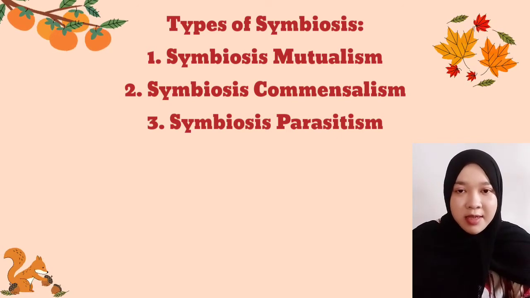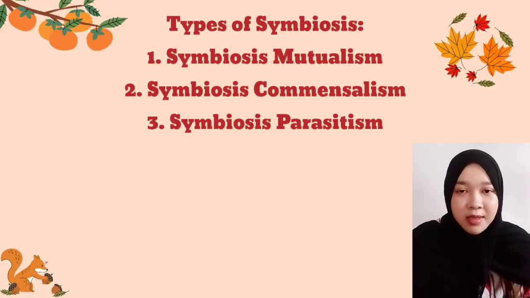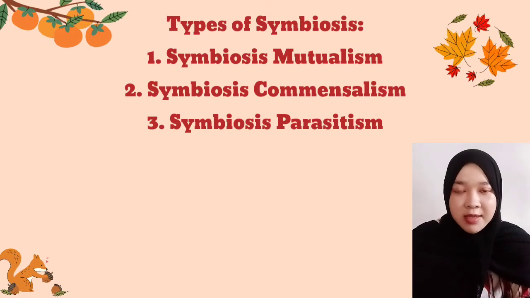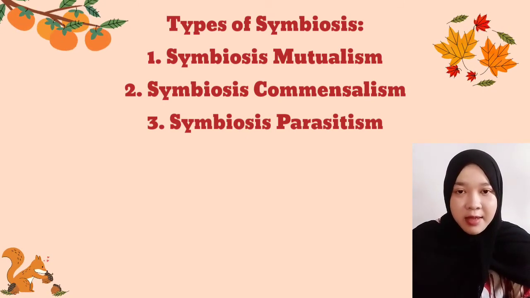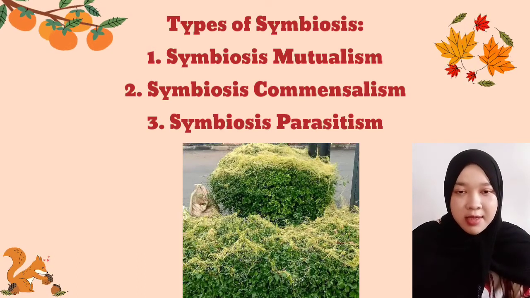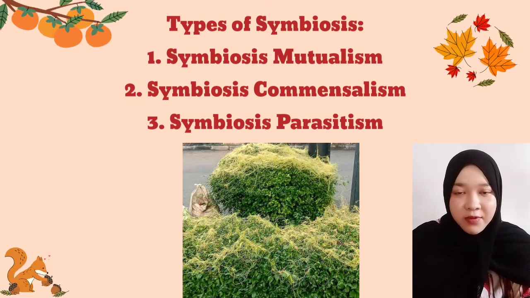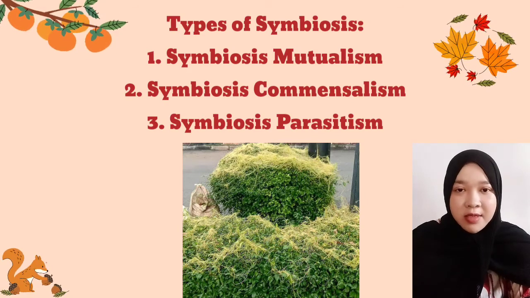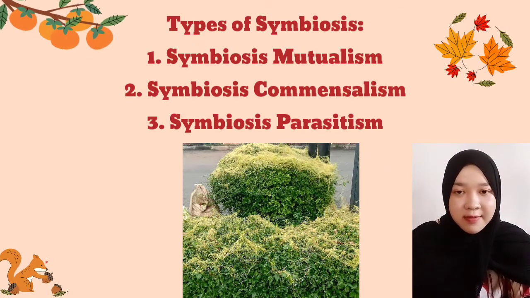And number 3, symbiosis parasitism. A relationship in which one organism benefits and the other is harmed. Example, the dodder plant and its host tree. The dodder gets a ride and food, while its host tree loses because it is burdened and has its food stolen.